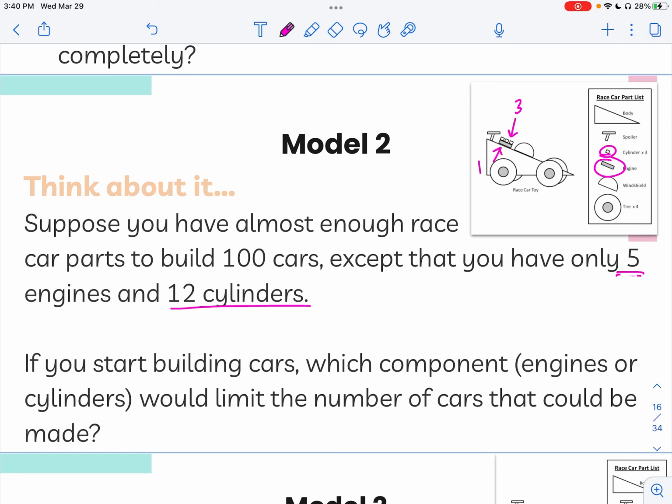If I have 12 cylinders and I have to have three for every car, right? Then that means I can only make 4 cars. Okay, so which one of these parts is actually limiting my number of cars I can make or limiting production? That would be the cylinders.